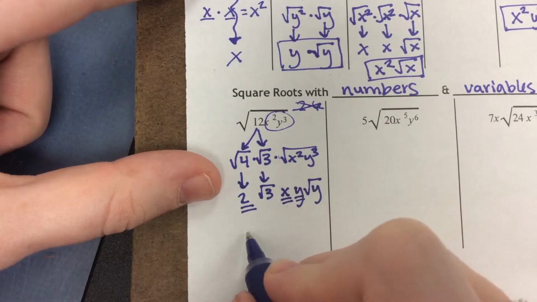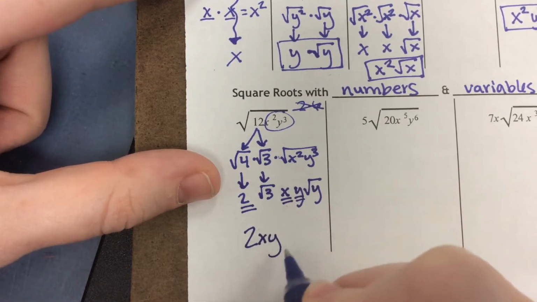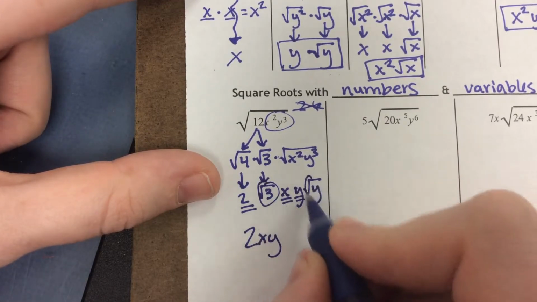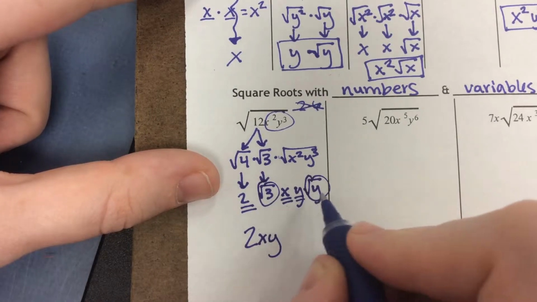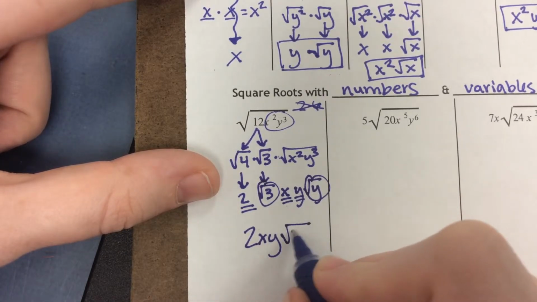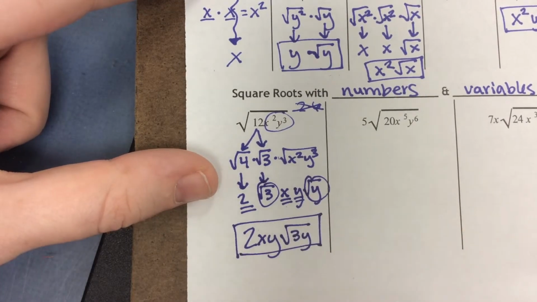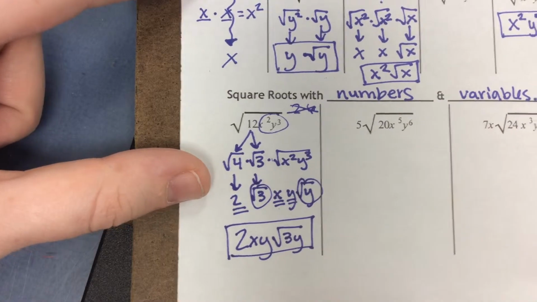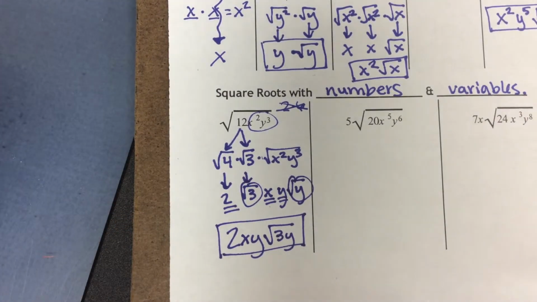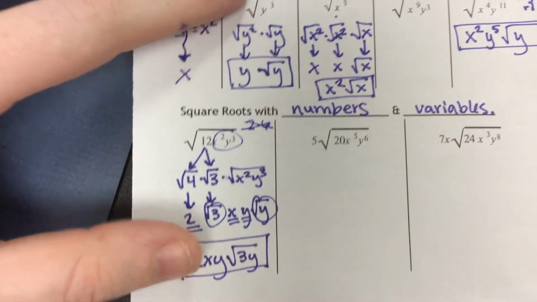So we're going to combine those, just 2 times x times y. The numbers left inside our square root is the square root of 3 and the square root of y. So the square root of 3y. And that's our solution. And that's our simplified square root.